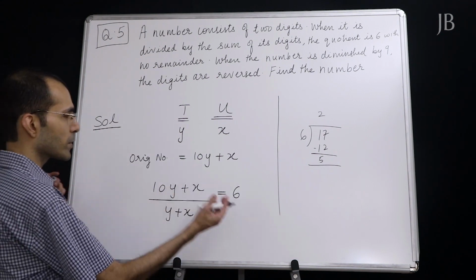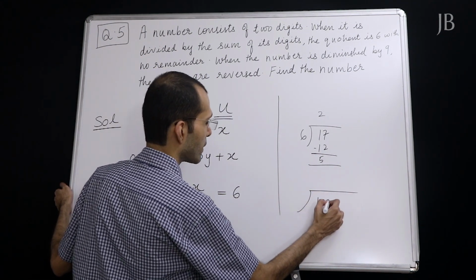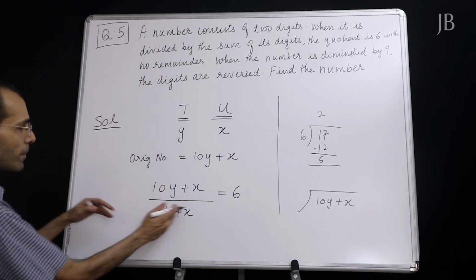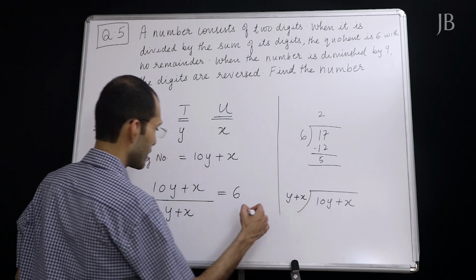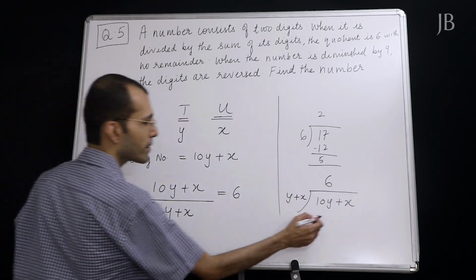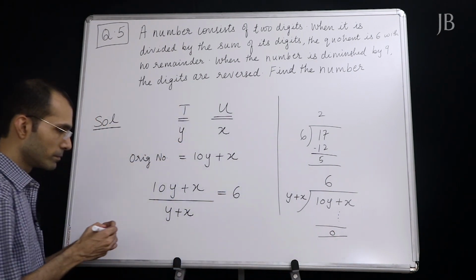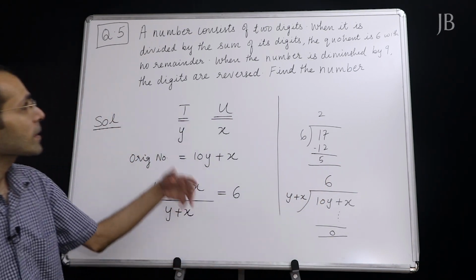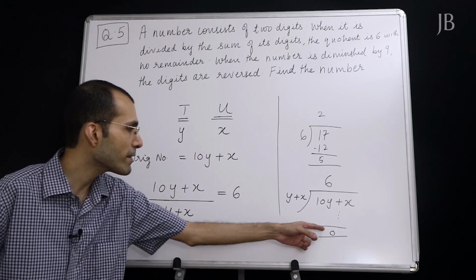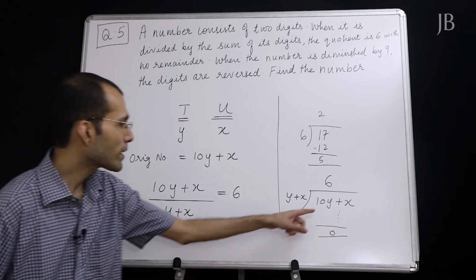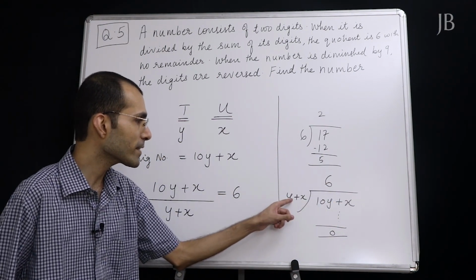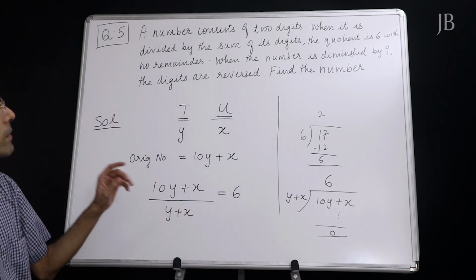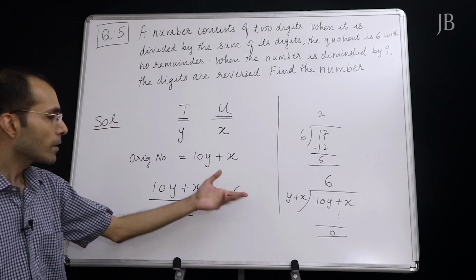So no problem. If you want to visualize this situation, it will be like this. 10y plus x, this is the dividend, the number which is getting divided. When it is divided by the sum of the digits, y plus x, the quotient is 6 and there is no remainder. So 10y plus x will be 6 into y plus x. But this can be modified. They may give you the remainder as, say, 7. Then you will write 10y plus x will be 6 into y plus x plus 7, because the dividend is always divisor into quotient plus remainder. Take care. Here you got saved. There is no remainder, so it's fine.